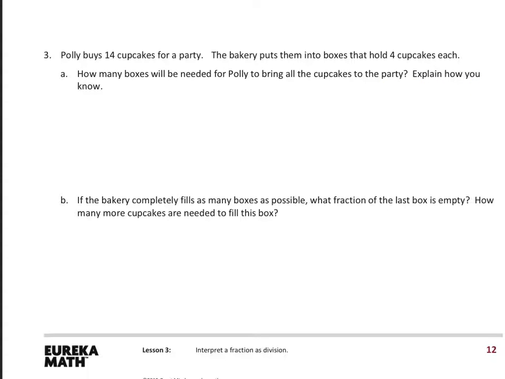So I'm going to go back and circle some key information. Polly buys 14 cupcakes for the party. The bakery puts them into boxes that hold 4 cupcakes each. So the question says, how many boxes will be needed for Polly to bring all the cupcakes to the party? So how many boxes? That's our answer.